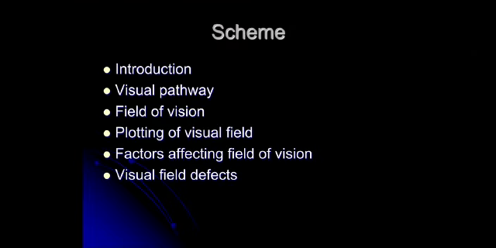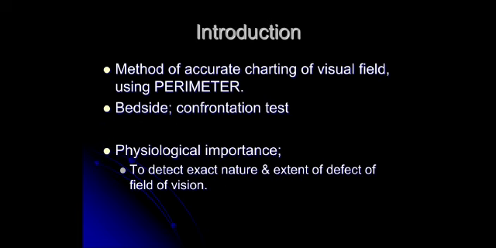So, in today's class, we'll get some idea about what is perimetry, what is the visual field, how do we define field of vision, how do we plot the visual field and the factors affecting it. Finally, we need to understand how the visual field defects are depicted. So, it's a method of accurate charting of visual field using perimeter.